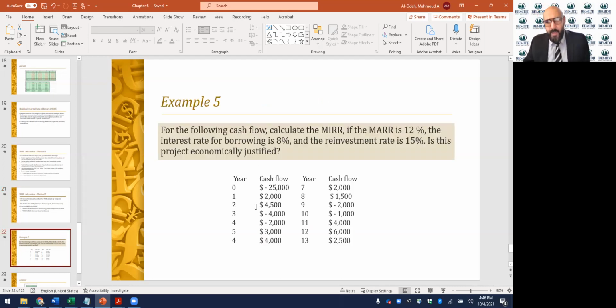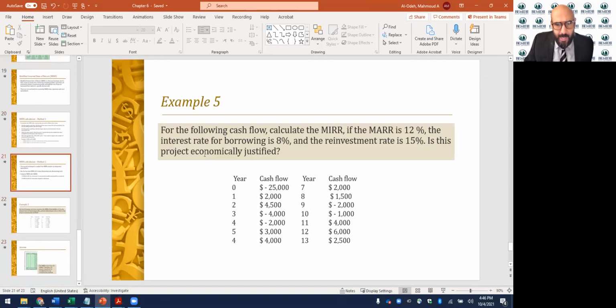Here's an example. Example number 5: for the following cash flow, calculate the MIRR. If the MARR, which is the minimum acceptable rate of return, is 12%, the interest rate for borrowing is 8%, and the reinvestment rate is 15%. Is this project economically justified or not? As you see, we have some positive transactions and negative transactions. So the first thing that you want to do is build your cash flow, which is basically very much built.